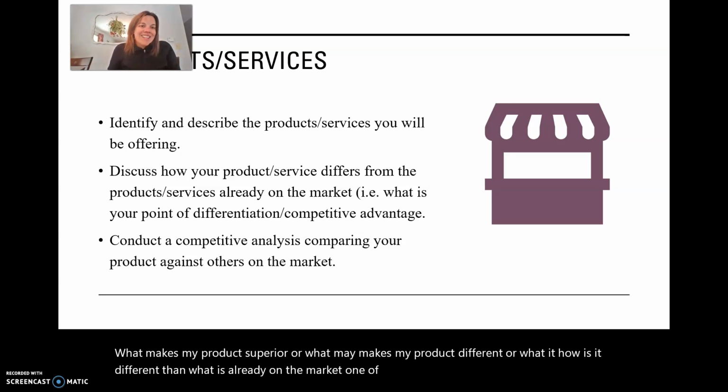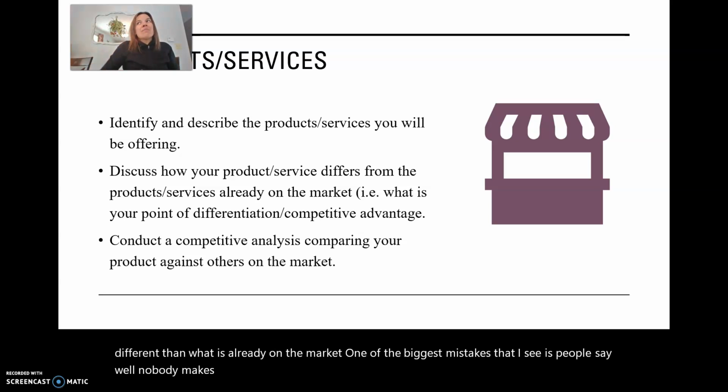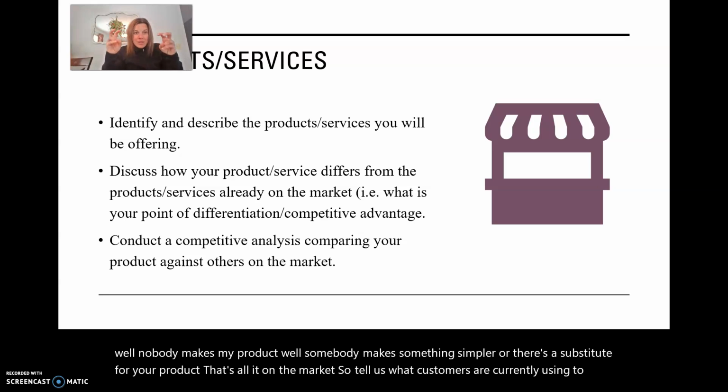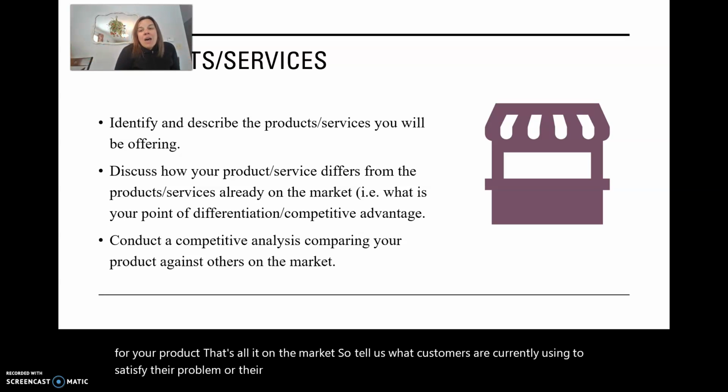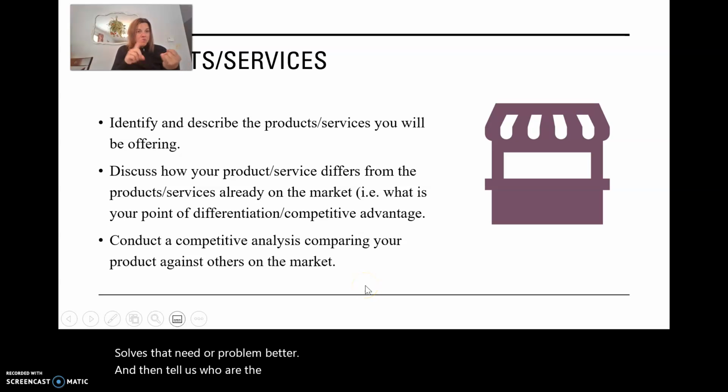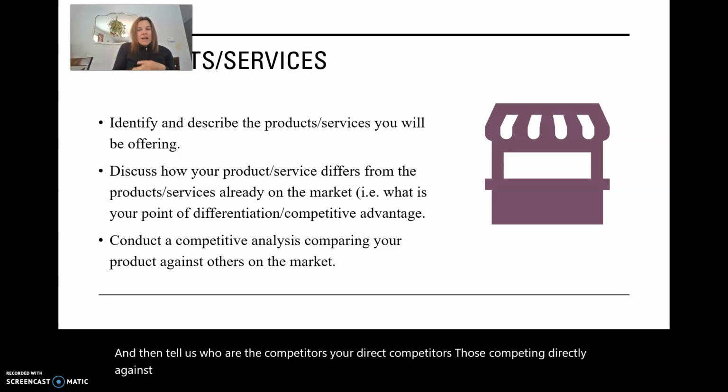One of the biggest mistakes that I see is people say, well, nobody makes my product. Well, somebody makes something simpler, or there's a substitute for your product that's out on the market. So tell us what customers are currently using to satisfy their problem or their need, and how your product solves that need or problem better. And then tell us who the competitors are, both your direct competitors, those competing directly against you, those that are indirect, so those that are semi-competitors, and those substitute products.